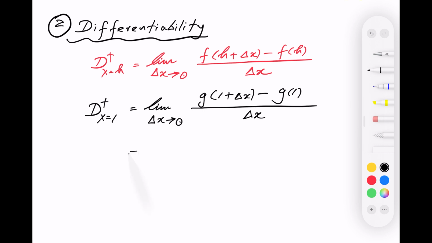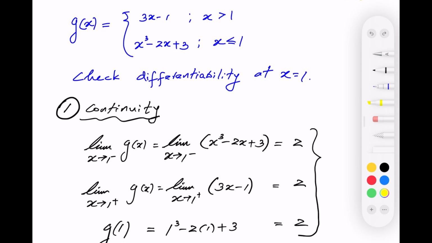This is equal to limit delta x approaches 0. On the numerator, the first term is g of 1 plus delta x. When 1 plus delta x is greater than 1, that is, when x is greater than 1, what's our function? This is the definition of g of x. When x is greater than 1, the function g of x is equal to 3x minus 1. What we need is g of 1 plus delta x. Therefore, I have to substitute 1 plus delta x for x in that function. Then it becomes 3 times 1 plus delta x minus 1.